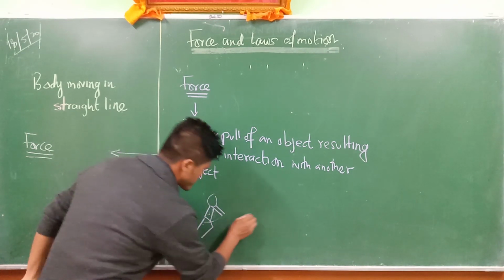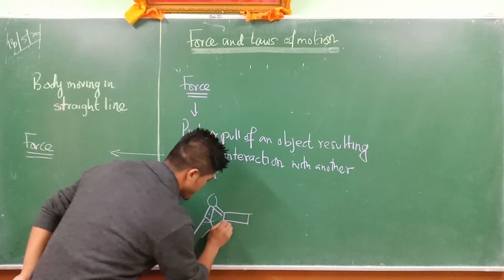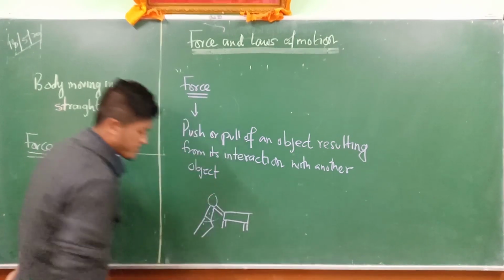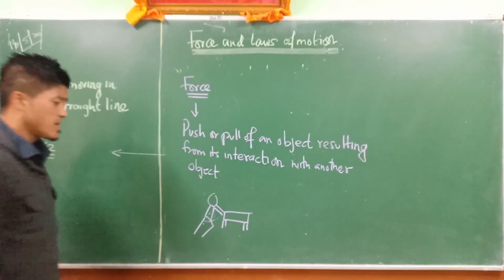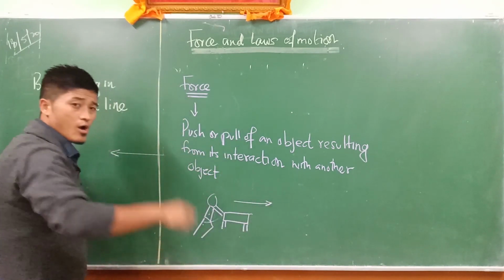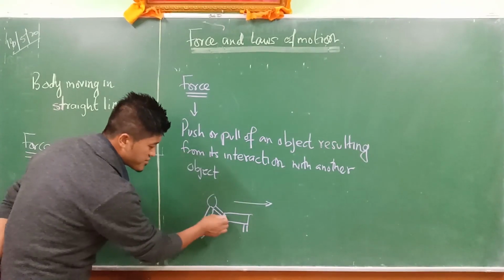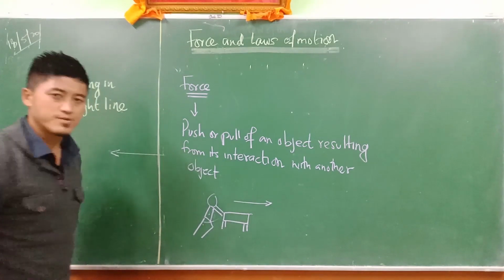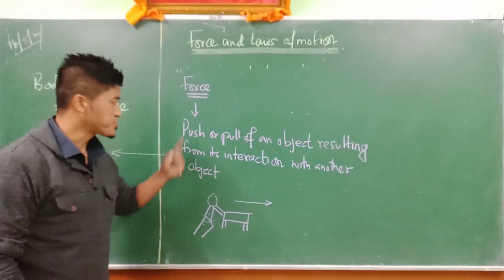So, for example, I will just write, there is a person, he is applying some force on a table. In order to push that particular table in that direction, what is needed is there should be an interaction between this table and this particular person. In that way, push can happen.